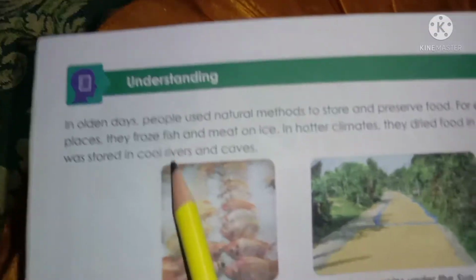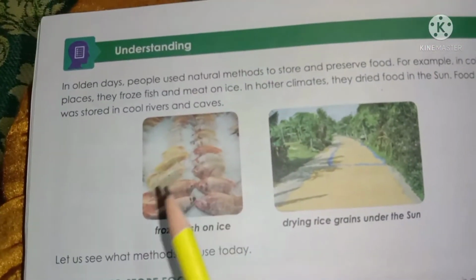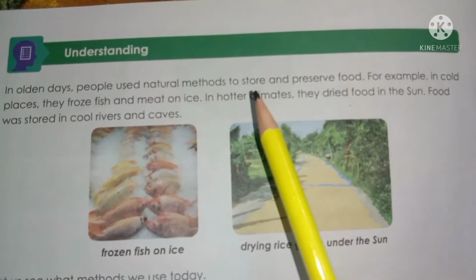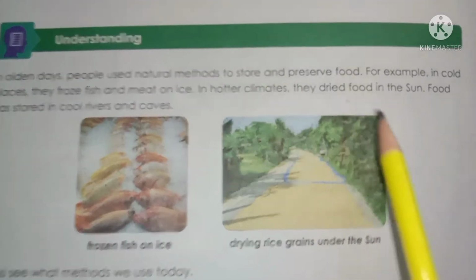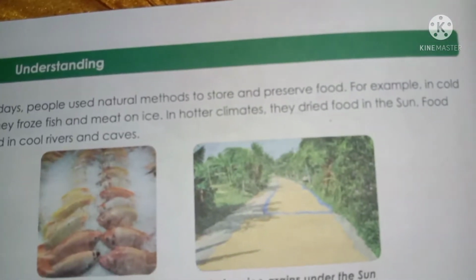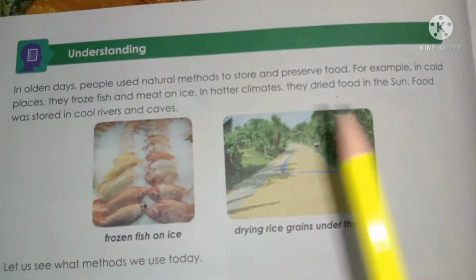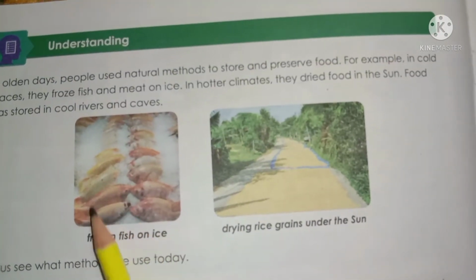So how can we store food? See, in olden days all people used natural methods to store and preserve food. What are they, children? See, for example, in cold places they freeze the fish.